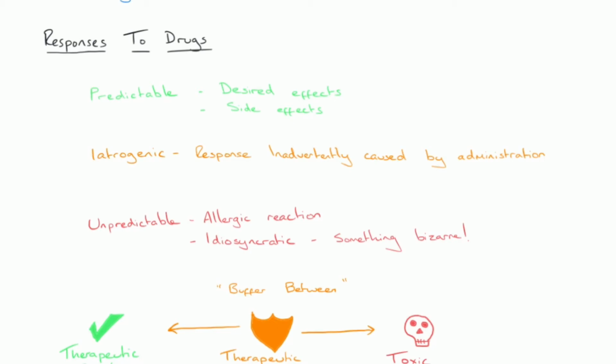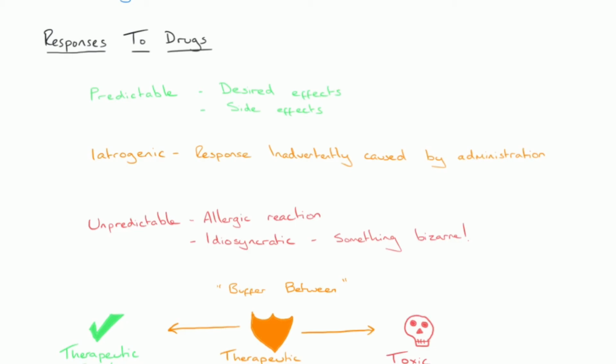So just very quickly, you're going to get one of three responses to a drug. It's either going to be the predictable effect, which is what we want it to do. So predictable is the desired effect, what we want the drug to do, and the side effects. These are the side effects that we know are going to happen. So we know that morphine's probably going to make you feel a little bit lightheaded, and it's probably going to make you a little bit itchy. So these are predictable effects.